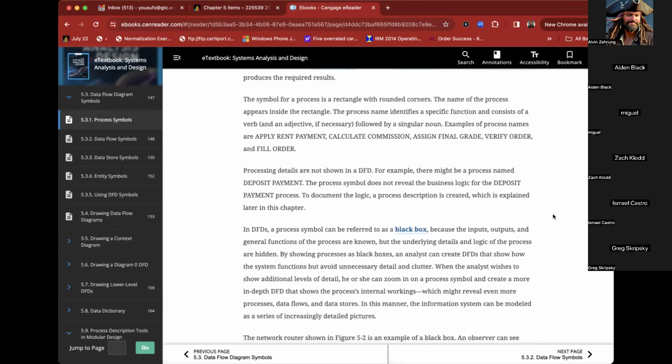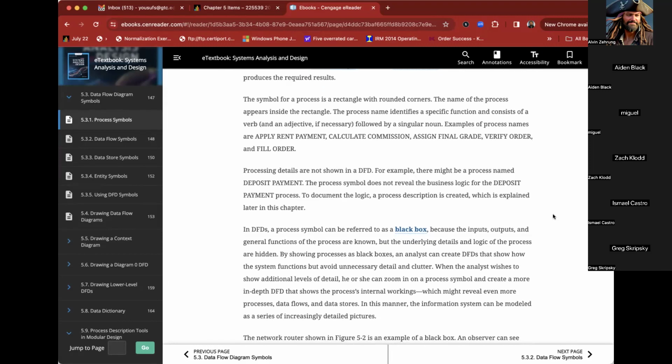Okay, now let's learn about some of the rules. In a data flow diagram, a process symbol can be referred to as a black box. Okay, is a black box a good thing or a bad thing? Well, it is called a black box for a reason.